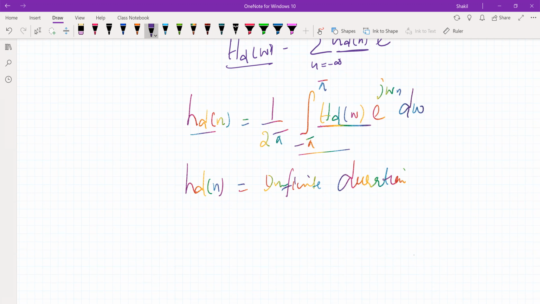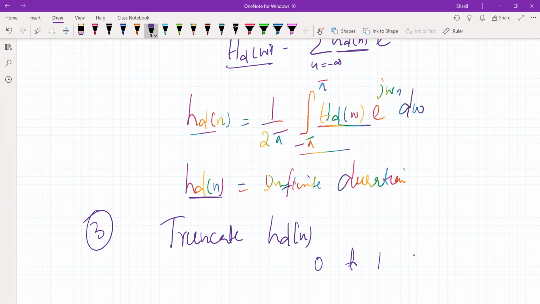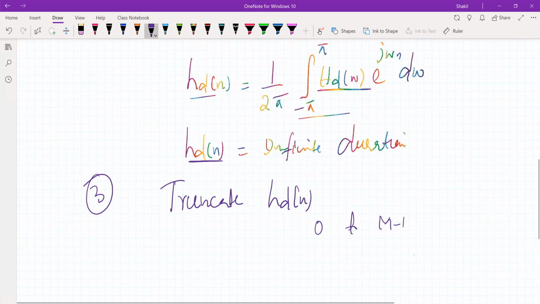So the third step that we do in designing this is we truncate this HD of n. We truncate this HD of n for some limit. For example, we say from 0 to M minus 1. There are how many samples of this? M samples. So we retain M samples of this HD of n.